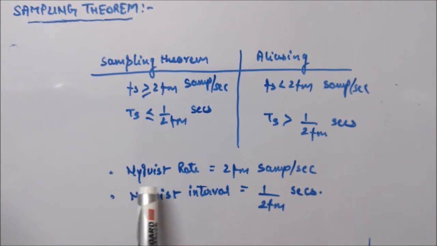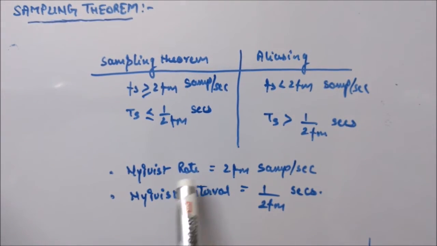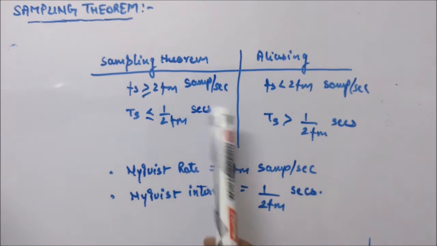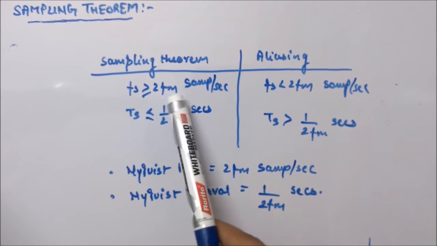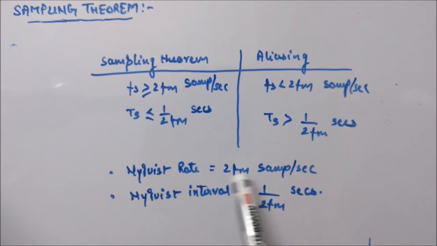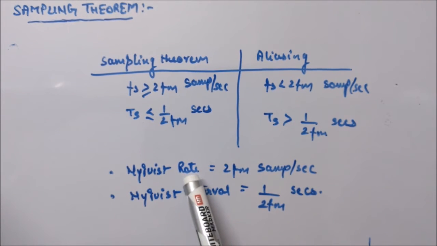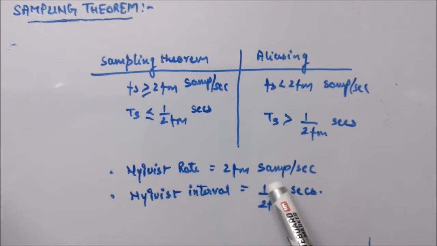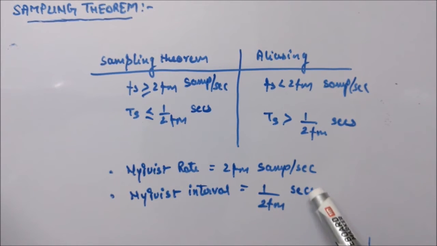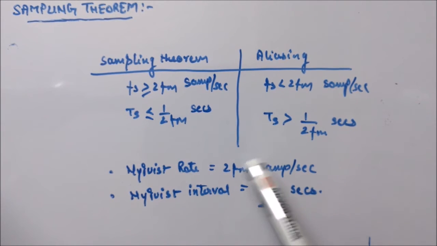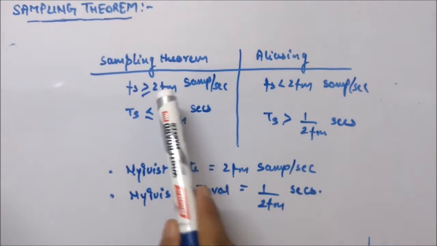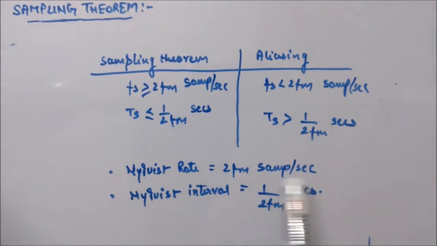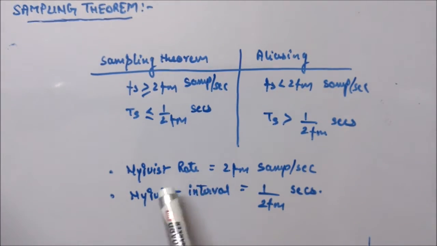Now there are two new words I want to add here: Nyquist rate and Nyquist interval. This 2 fm alone is called the Nyquist rate, and this is in samples per second. And if you take 1 upon 2 fm, it is called the Nyquist interval, and that's in seconds. So Nyquist interval is time, Nyquist rate is frequency.